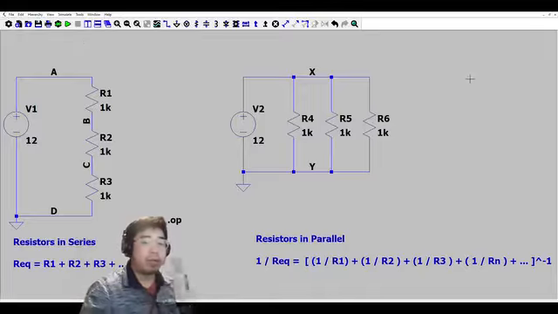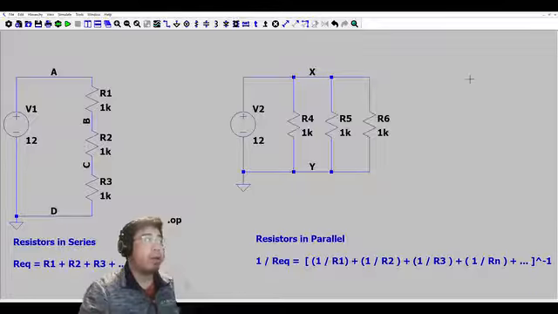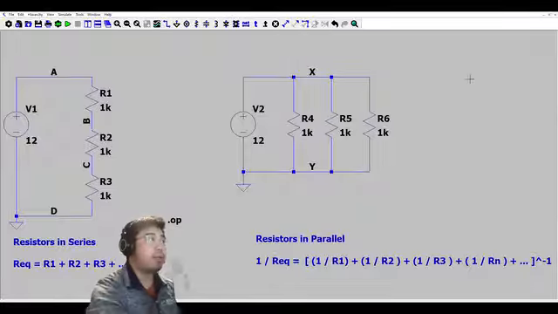Hello and good morning. Today we're going to be going over resistance summation in either series or parallel. What we have on the screen here is two voltage sources, V1 and V2. In these two circuits, V1 is going to be 12 volts and V2 is also going to be 12 volts. And we're going to go one at a time.